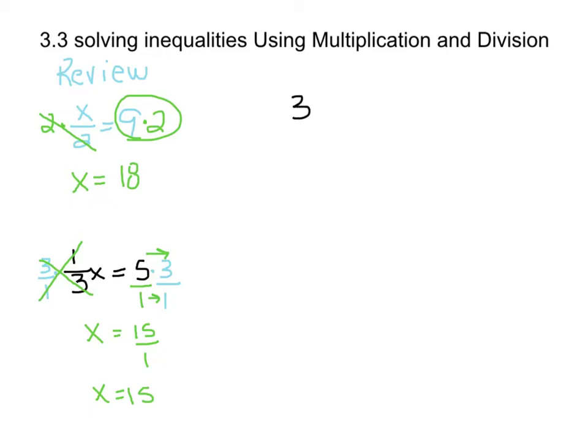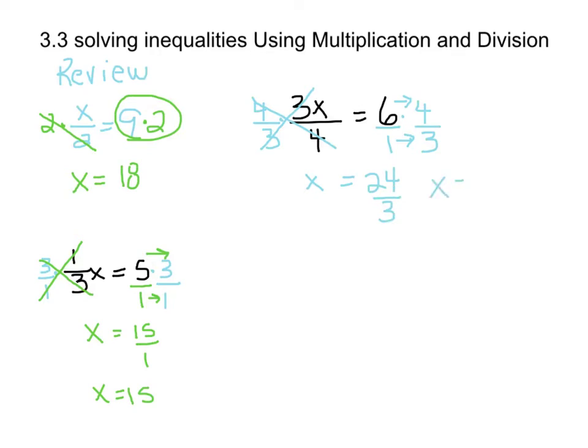Let's do 3x over 4 is equal to 6. Alright, I'm going to undo 3/4 by multiplying by the reciprocal. 4 divided by 4 is 1. 3 divided by 3 is 1. 1x, or just x, is equal to, put this over 1, tops times tops, bottoms times bottoms, 24 over 3. Simplify. So x is equal to 8. Alright, last one.